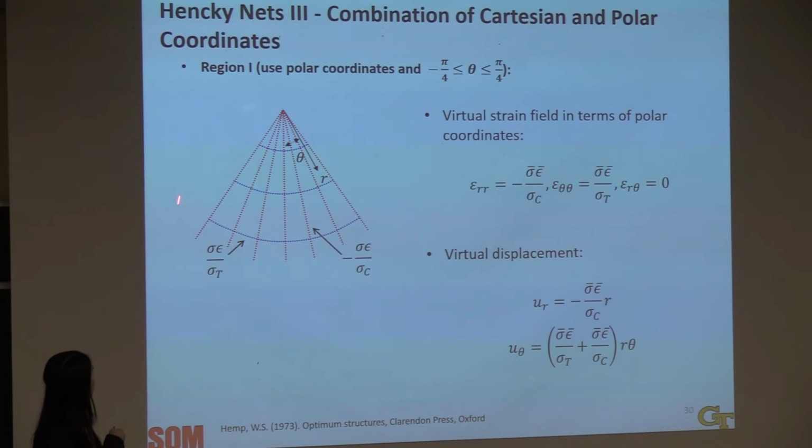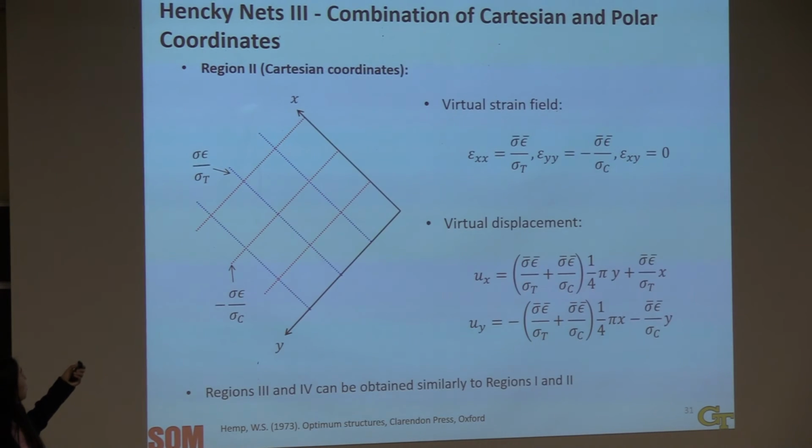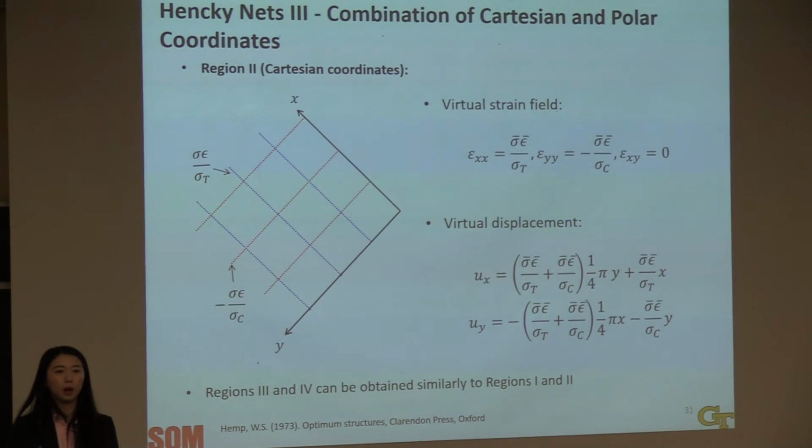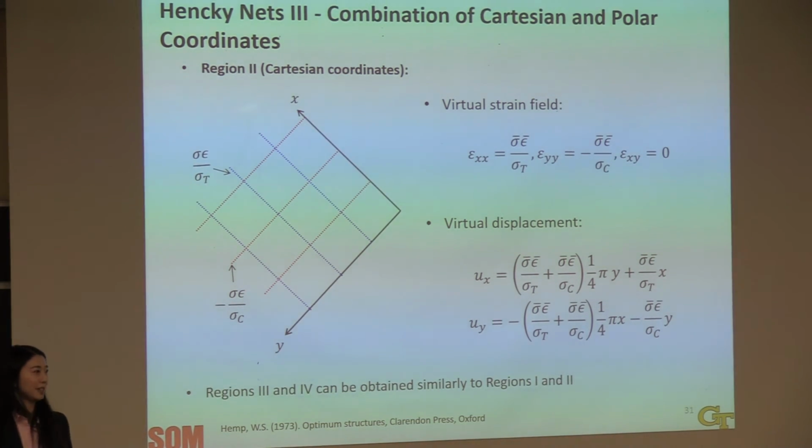So here this is the polar coordinate of this type of Hencky net. And it's essentially the same as the one that I showed earlier. And the second region, where you have the translated Cartesian coordinate, you need to make sure that, again, this part is compatible with the polar coordinate. And what you need to do, when you solve the PDE, is make sure the rigid body rotation part is calculated correctly.